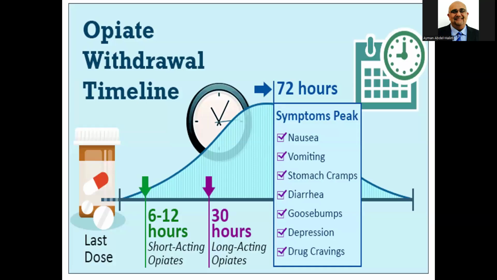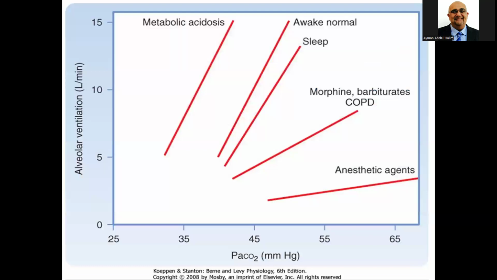Opioid withdrawal timeline: it's very important to understand that if the patient comes to you and he's already on opioids from home, you need to give him some opioids so he doesn't get into withdrawal symptoms. It usually peaks at 72 hours after stopping the opioids.